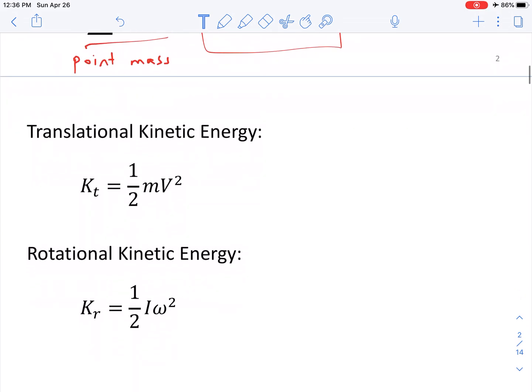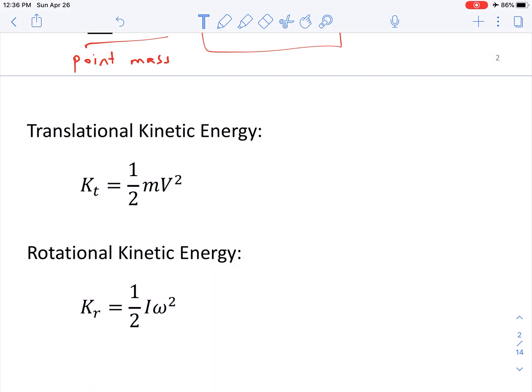So then we talked about the kinetic energy, and now we have two forms of kinetic energy. If the object is going through a translational motion or linear motion, then it will have K_T. T stands for translational, and it is in the form of 1/2 m v squared. So whatever the mass of the object is, the linear velocity squared, and 1/2 of that gives you the translational kinetic energy.